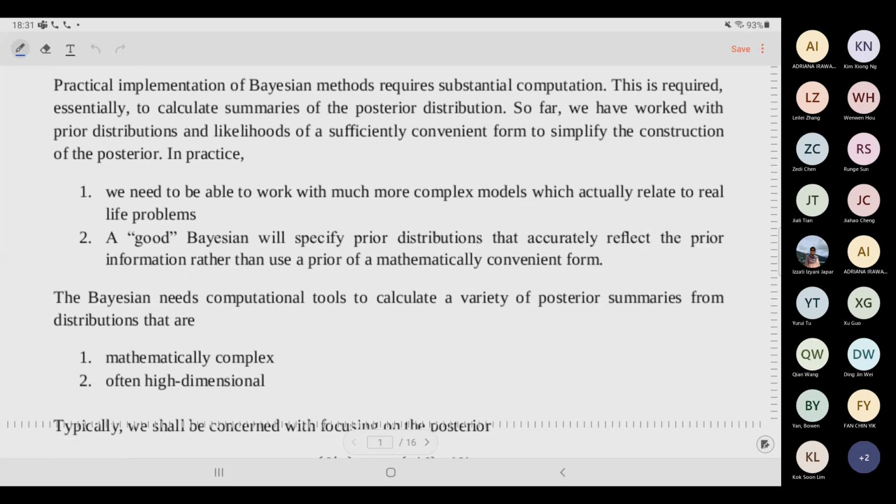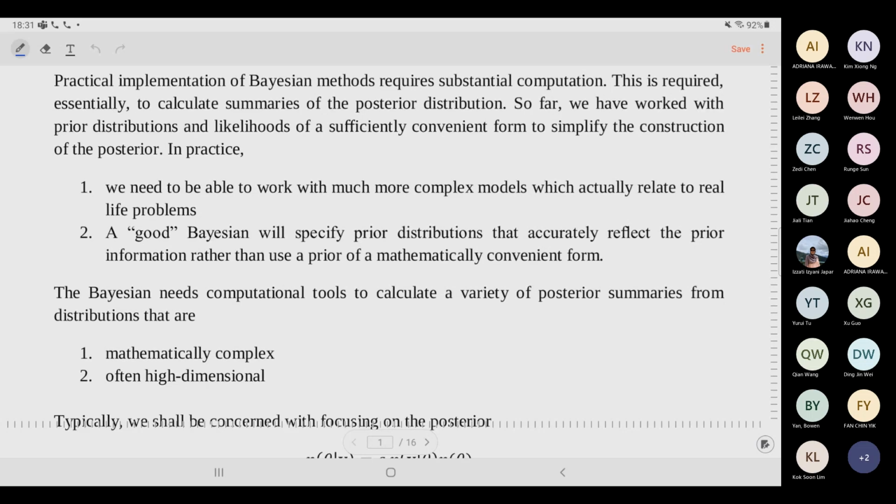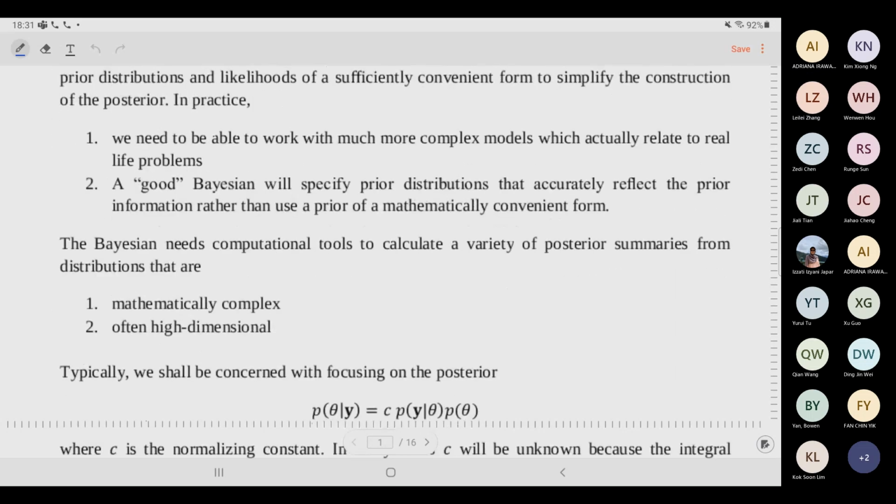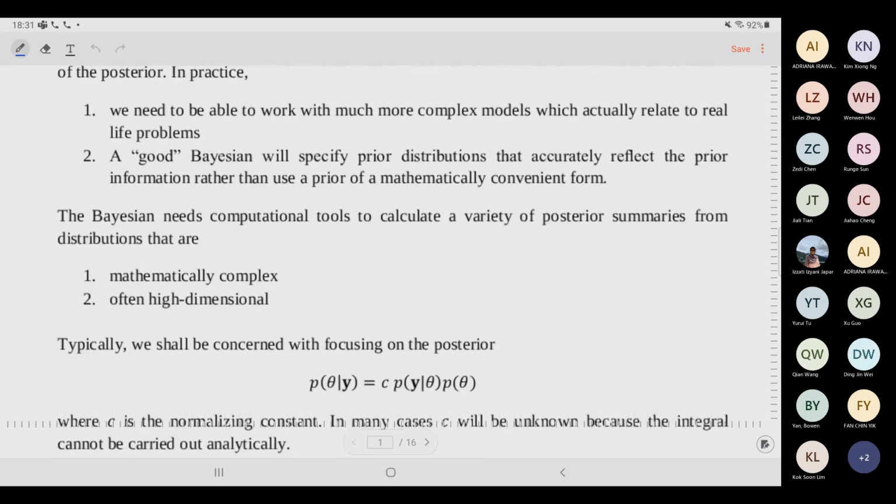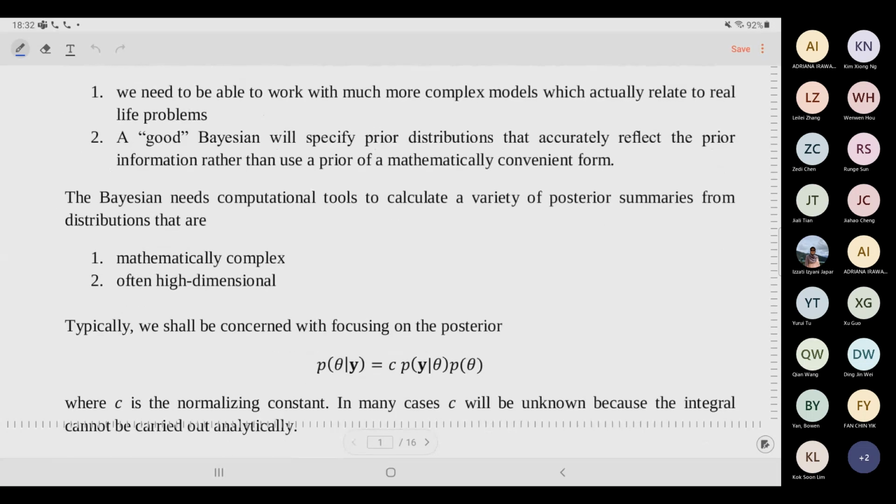And then because we specify the prior distribution which actually reflects the true prior, rather than using a prior which is convenient, this will lead to your posterior being more complicated than what we have learned before. So if you have distributions which are complex and high dimensional, then we actually need some computation tools for sampling.